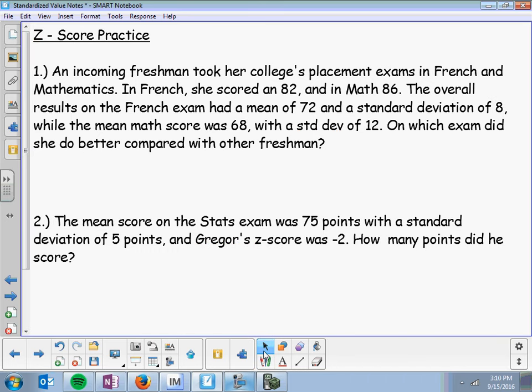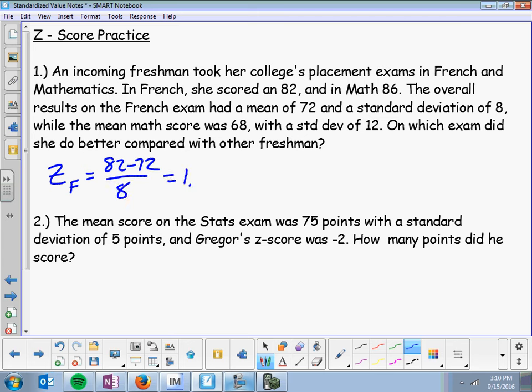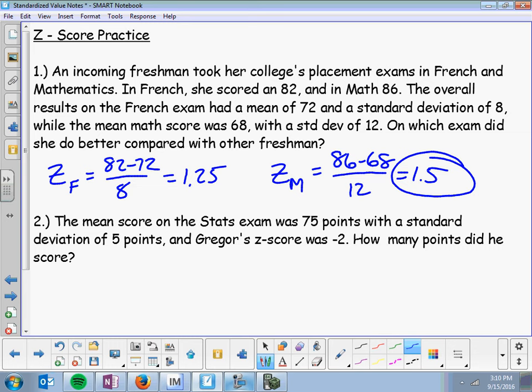An incoming freshman, again, it's that same kind of idea. She's taking 2 scores, so I'm going to compare her. So the first one, Z sub French should be 82 minus 72 over 8, which gives a Z score of 1.25. Z score on the math, 86 minus 68 over 12, 1.5. Boom. 1.5 is a higher Z score. It's more positive, so she did better on the math.